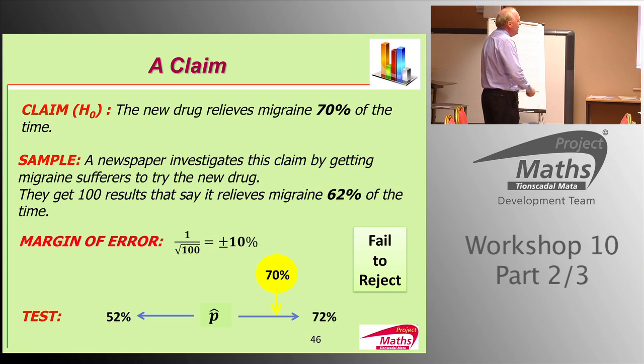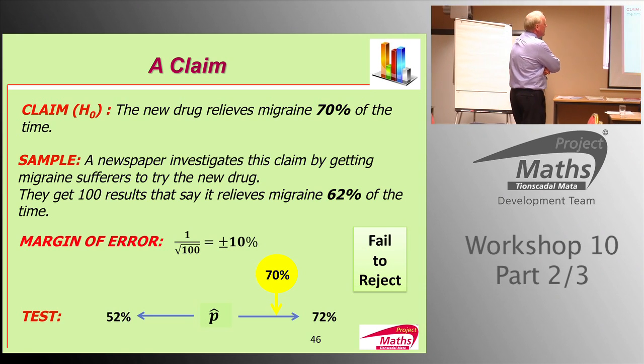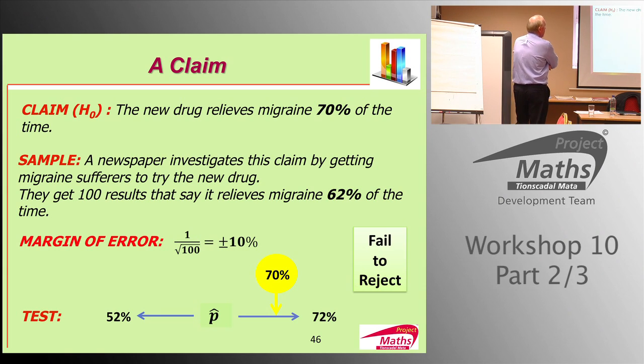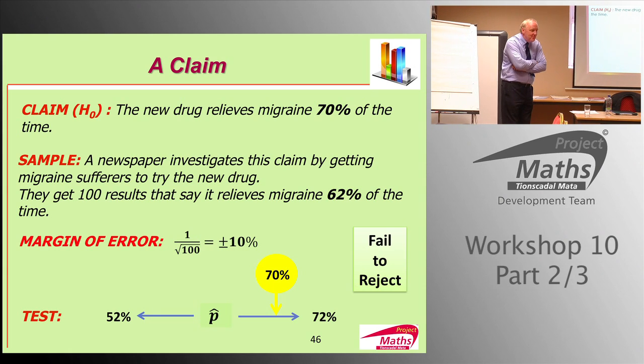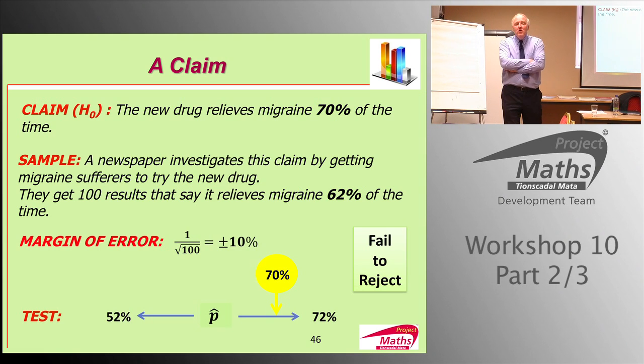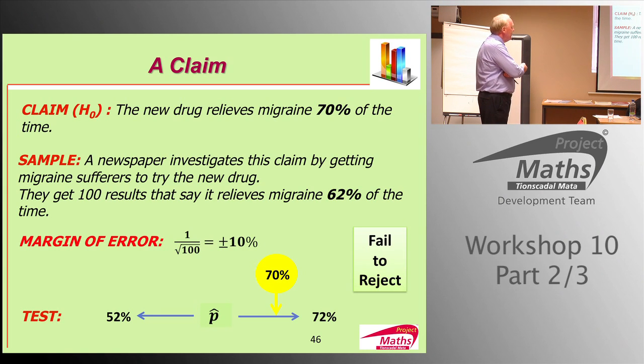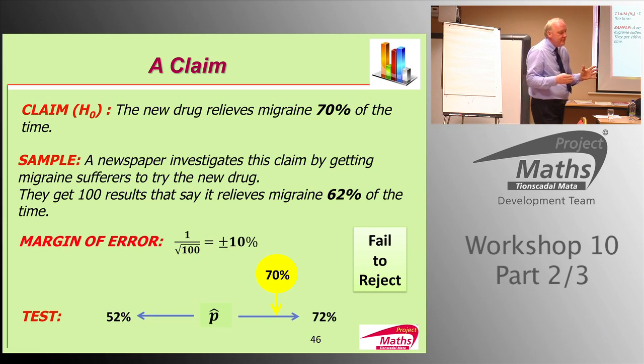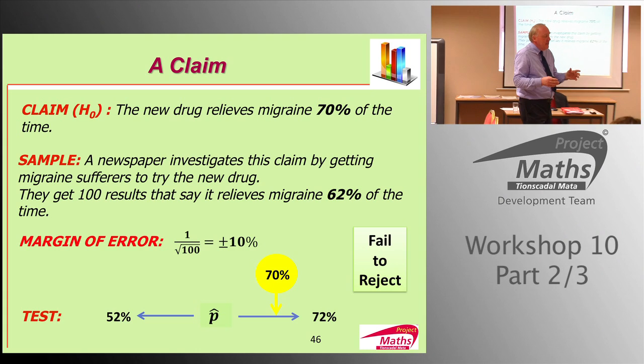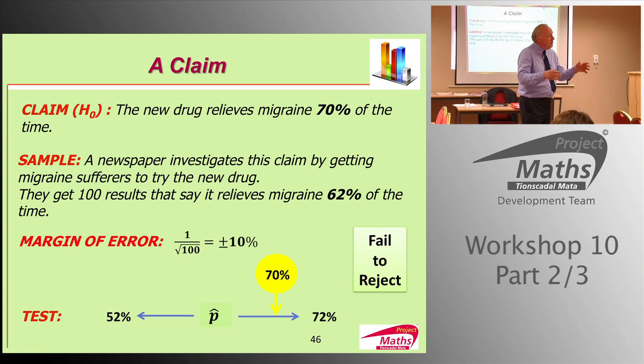Now the claim. A drug company claims that the new drug relieves migraine 70% of the time. Okay? So we're going to test their claim. So how do we do that? Well, a newspaper investigates by getting migraine sufferers to try the new drug. They get 100 results that say it relieves migraine 62% of the time. So now, can we believe the company's claim?